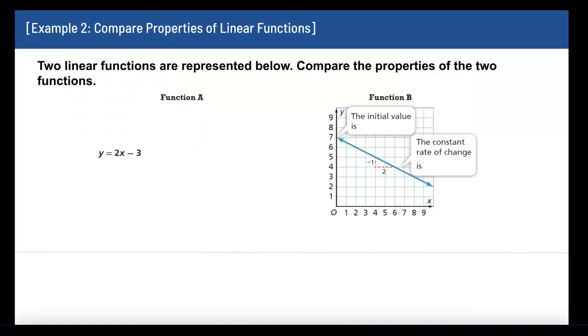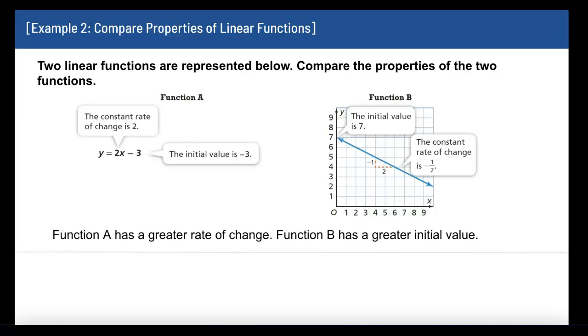In example 2, we're going to look at two linear functions that are represented and compare those. So now looking at comparing two different linear functions. We can see the equation in function A, and from our equation, we can note that the constant rate of change is 2. The slope is 2. And we can see that the initial value is -3, or the y-intercept is at -3. On function B, we notice the initial value is at 7 because this is the y-intercept where the graph starts. We also notice that the constant rate of change is down 1 over 2, so -1/2.